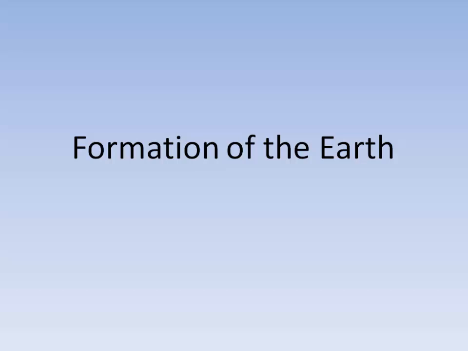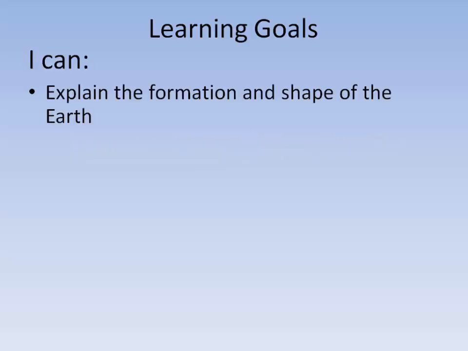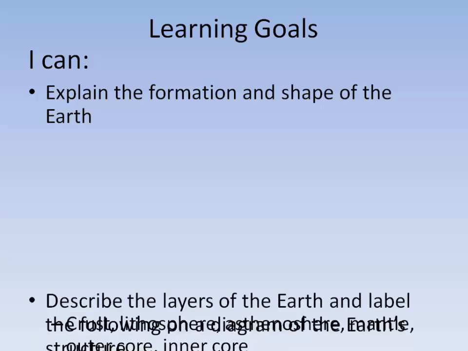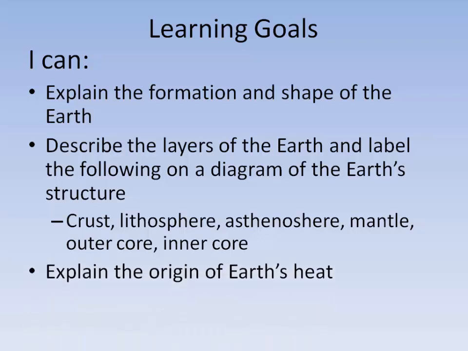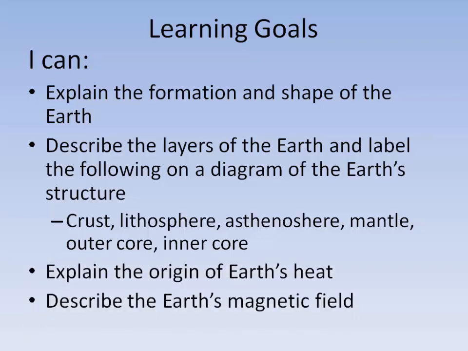Formation of the Earth. Here are our learning goals. Explain the formation and shape of the Earth. Describe the layers of the Earth and label the following on a diagram of the Earth's structure: crust, lithosphere, asthenosphere, mantle, outer core, inner core. Explain the origin of Earth's heat and describe the Earth's magnetic field.